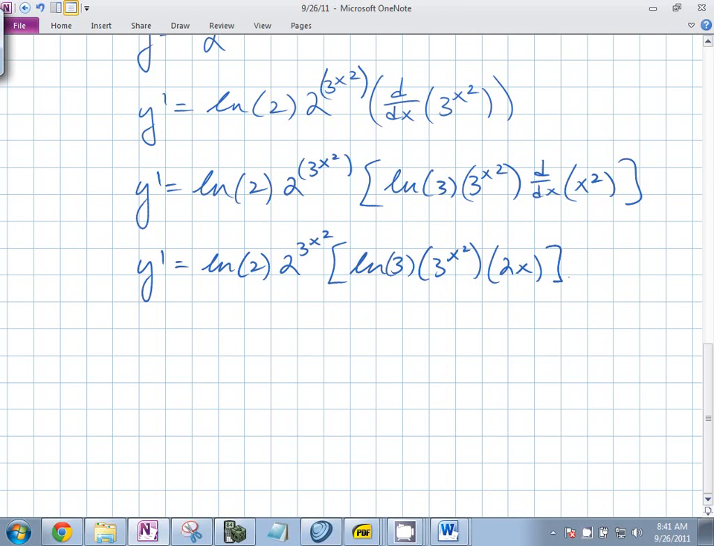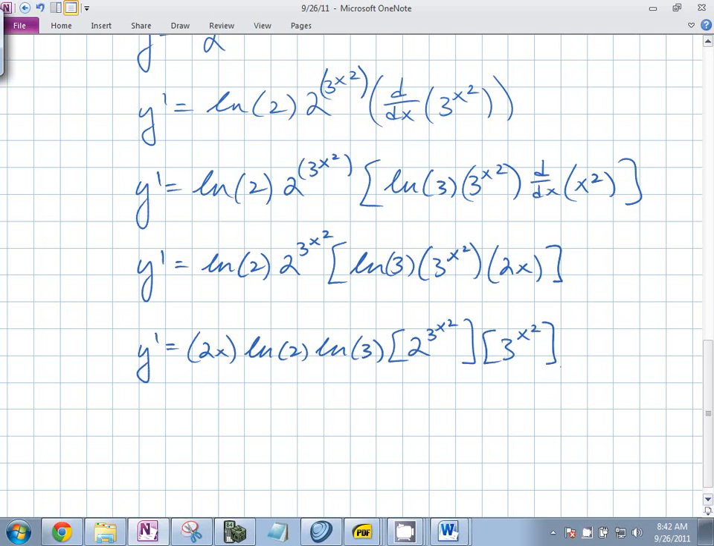And could you clean this up a little bit? Probably. Yeah, you can pull stuff out, but does that communicate that you did everything you needed to do? Yes, it does. You could reorder it. I mean, you might see it like this. y prime is equal to 2x times ln 2 times ln 3 times 2 to the 3 to the x squared times 3 to the x squared.